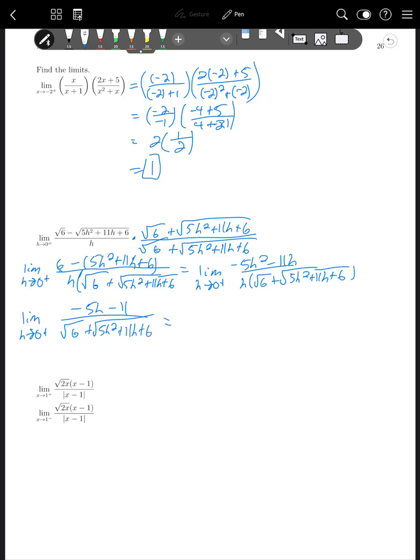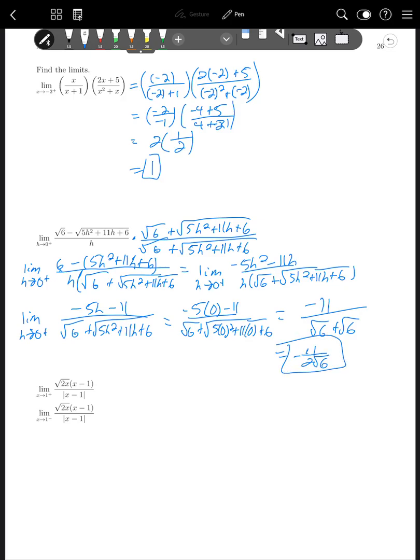And now we can just plug in 0. So it's negative 5 times 0 minus 11 over the square root of 6 plus the square root of 5 times 0 squared plus 11 times 0 plus 6, which is negative 11 over the square root of 6 plus the square root of 6, which is negative 11 over 2 root 6. And so there's the limit.